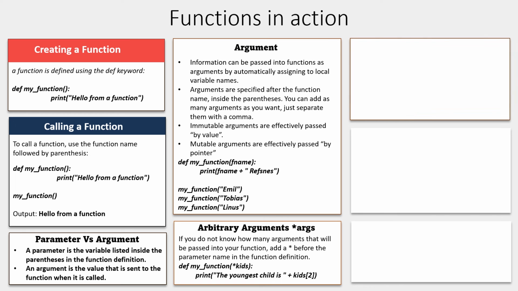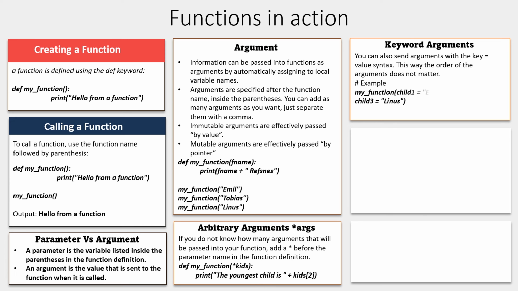The other way is keyword arguments. You can also send arguments with the key and value syntax: key equals value. This way the order of the arguments basically does not matter. So you can see that you have child1 as a key and then Emil as a value. So these are called keyword arguments.